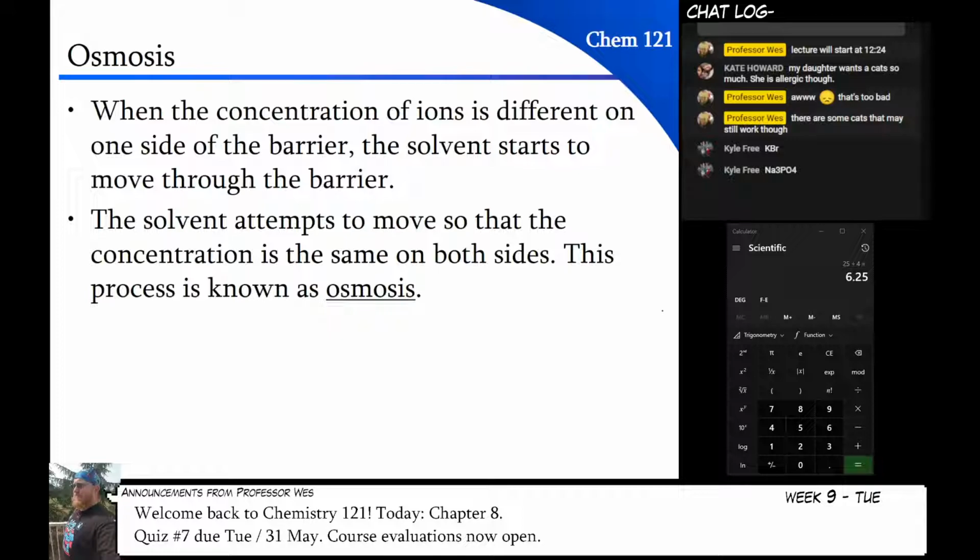What is going to happen is this. Our solvent will move through the barrier with the intent to make the concentration on both sides equal. In other words, what's happening is very slow "mixing." I'm going to put that in quotes, because it's not actually mixing. But the water is trying to move in such a way so that the solution is effectively mixed.